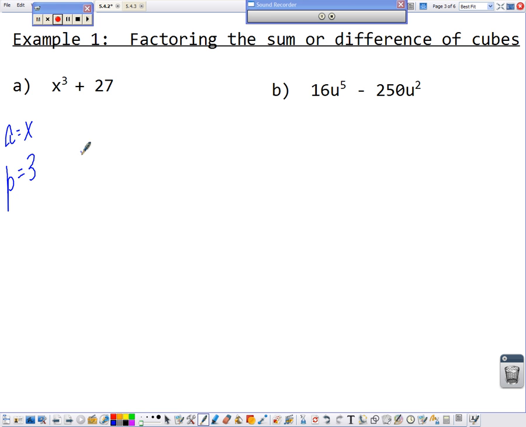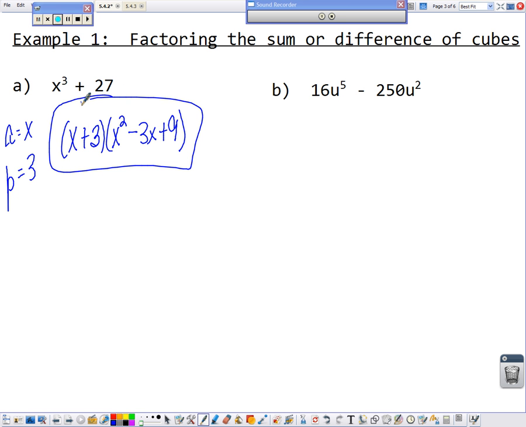And remember, since there's a plus, I'm just going to take x plus 3. Then the formula is, remember, I'm going to square the first term, minus, multiply them together, and then 3 times 3, which is 9. And that's all there is to it.